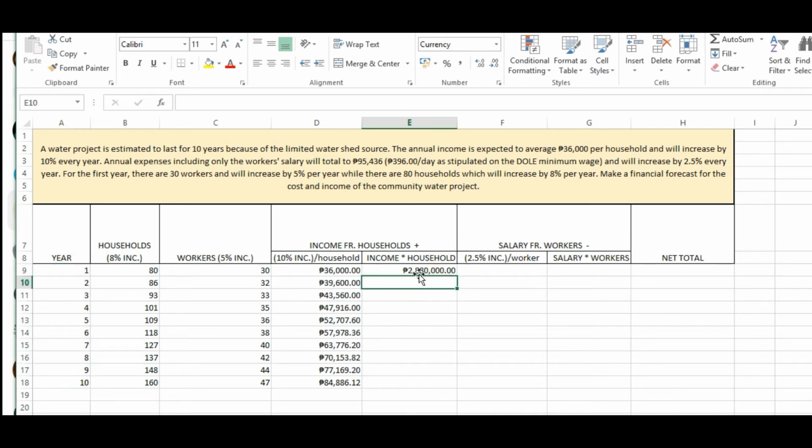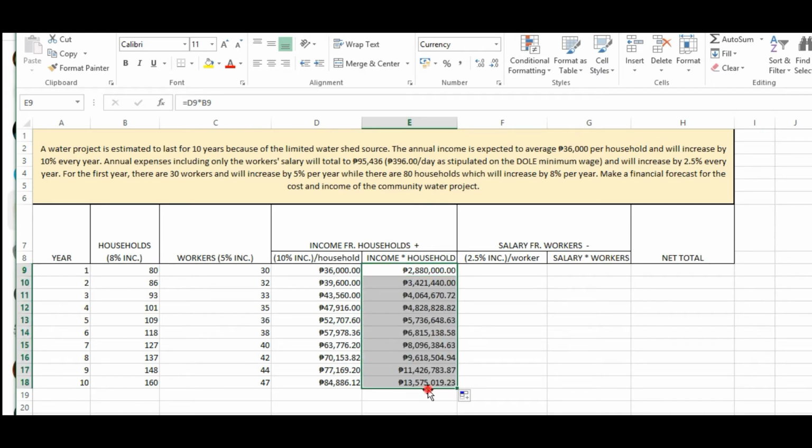So, we'll continue this one. So, after that, kasi dahil may formula na ito, we can also drag this here. So, ayan. So, nakikita natin. And the 10th year, may income tayo from the 160 households. May kita tayo ng 13,575 and 19.